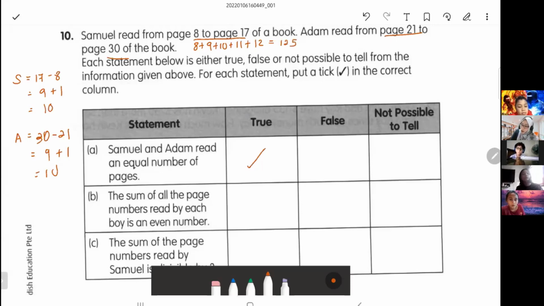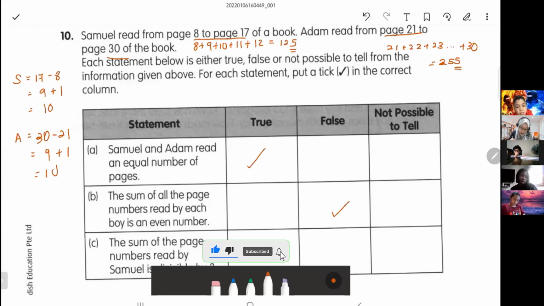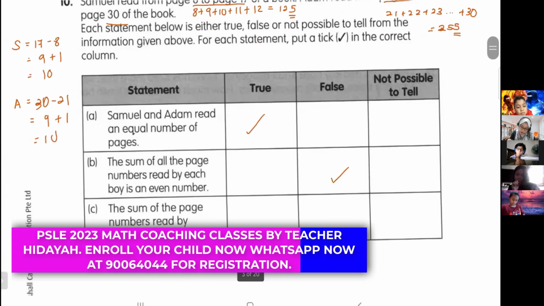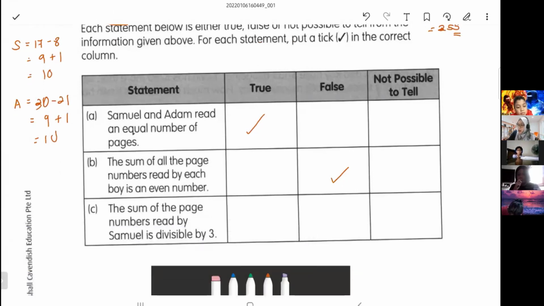Okay, this one, 21 plus 22 plus 23 all the way until 30, you get 255. And then you can see that they are odd numbers by the last number there. So this is false. The sum of the pages read by Samuel is divisible by 3. So the sum is just now, Samuel is 125, right? So 125 divided by 3. Can you divide? Cannot. There will be a remainder. So it is false. Okay.